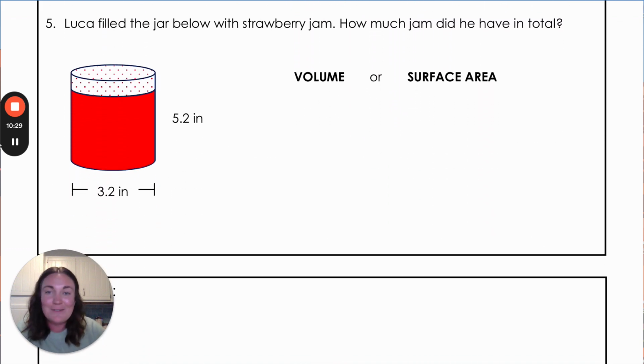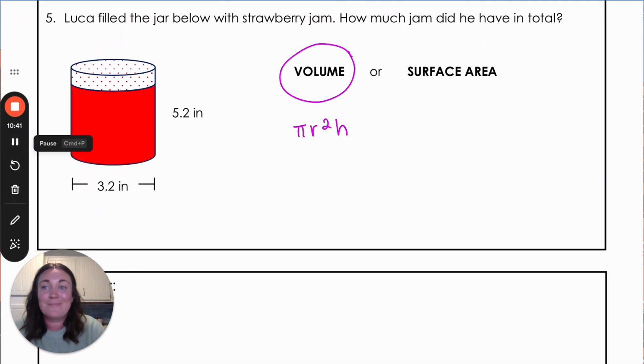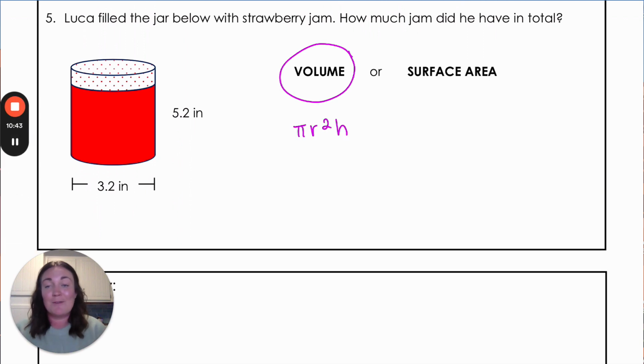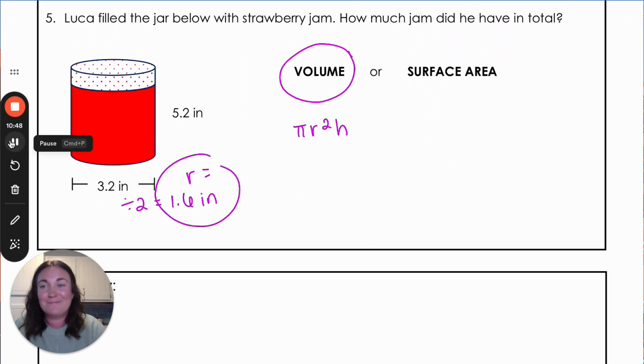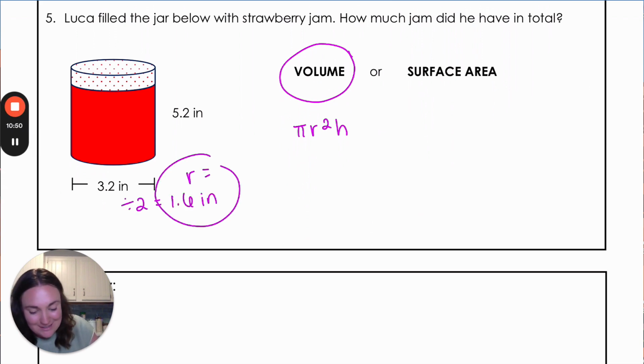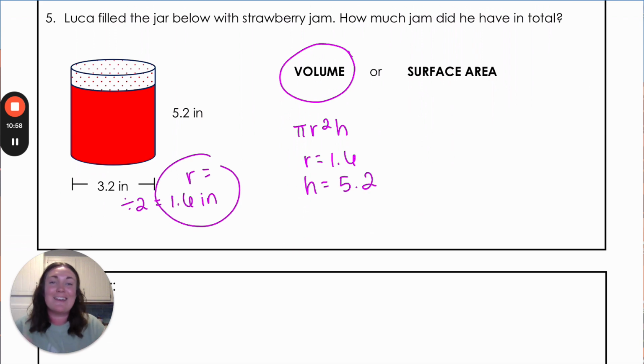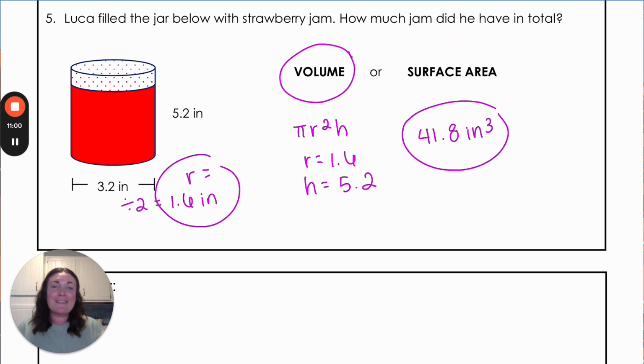Next up, and last one for this video, we have Luca filled the jar below with strawberry jam. How much jam did he have in total? So again, if we're talking about how much it's taking to fill this up, we are talking about volume this time. And we want to pay attention that they're giving us the diameter all the way across and not the radius. So when I cut this 3.2 in half, I get that my radius is 1.6 inches. So I've got my R equals 1.6. My height is 5.2. You know the drill. Pause the video here. Come back to check your work. And when we plug that in, we should get 41.8 inches cubed.